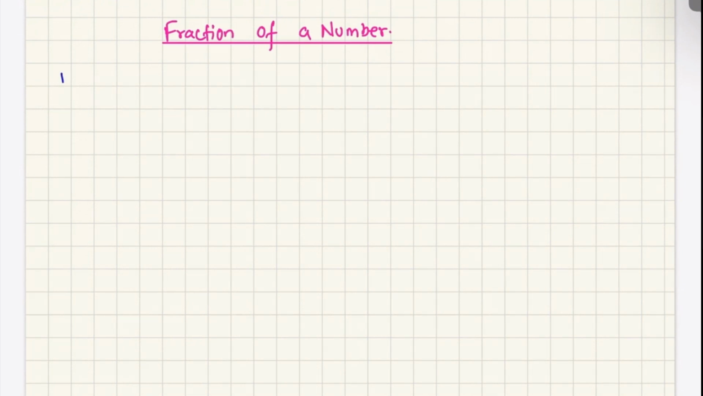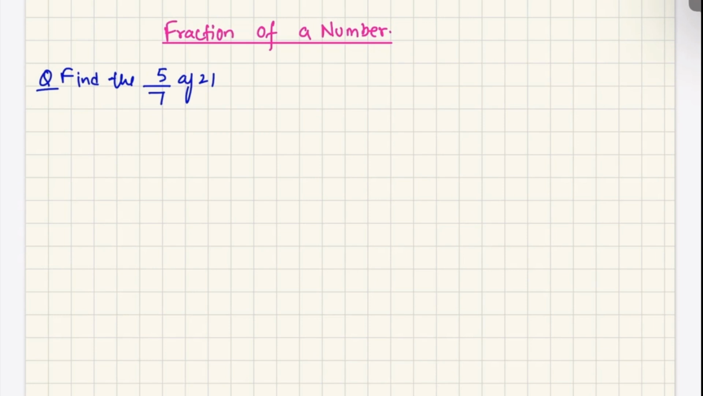Let's say the question: find 5 by 7th of 21. Okay, so the question is to find 5 by 7. You have 5 parts out of 7 equal parts.